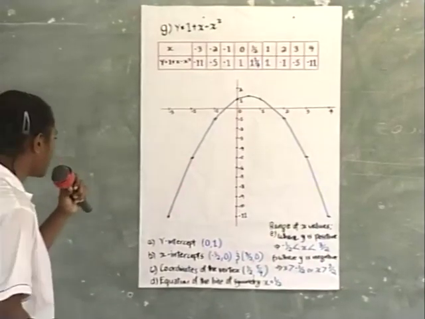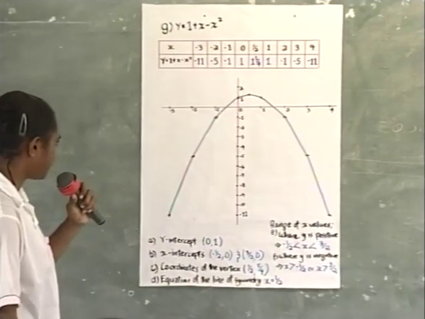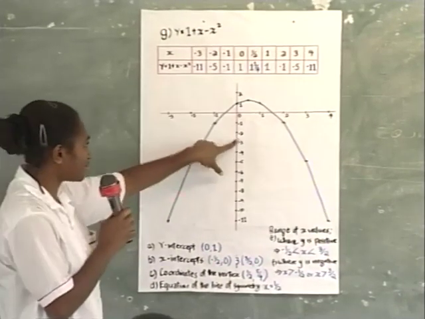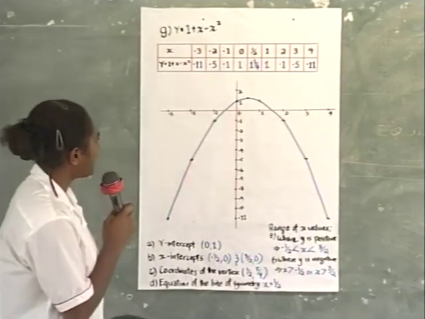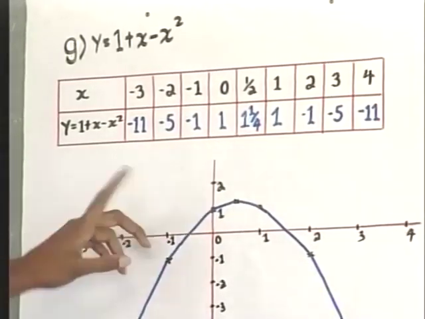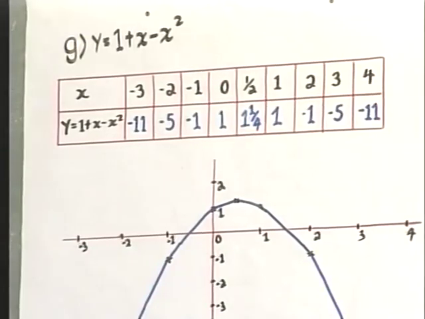For G, the parabola graph, the turning point is not given. It's not on the axis, so to obtain the turning point, we use half of 1, which is half. And we substitute x into the equation, y equals 1 plus x minus x squared, and we got 1 1/4.